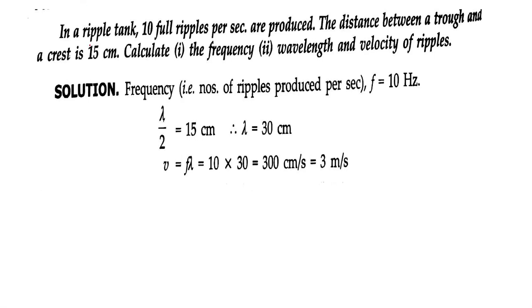In a ripple tank, 10 full ripples per second are produced. The distance between a trough and a crest is 15 centimeter. Calculate the frequency, the wavelength and the velocity of the ripples.